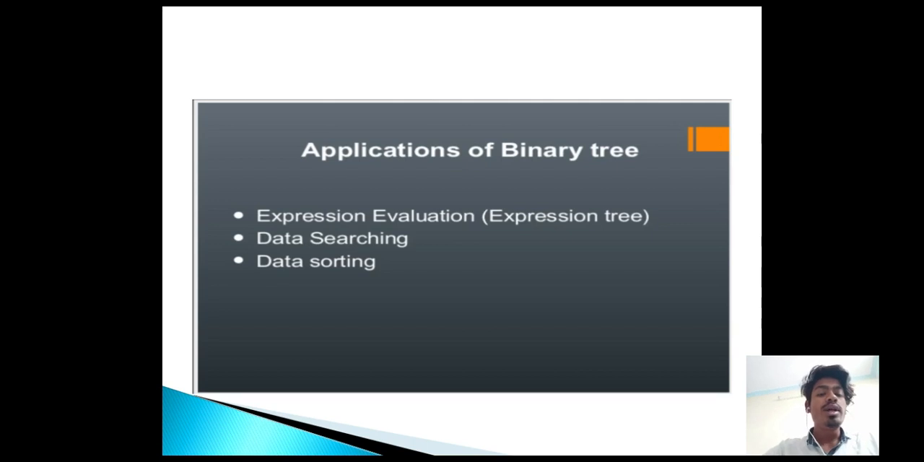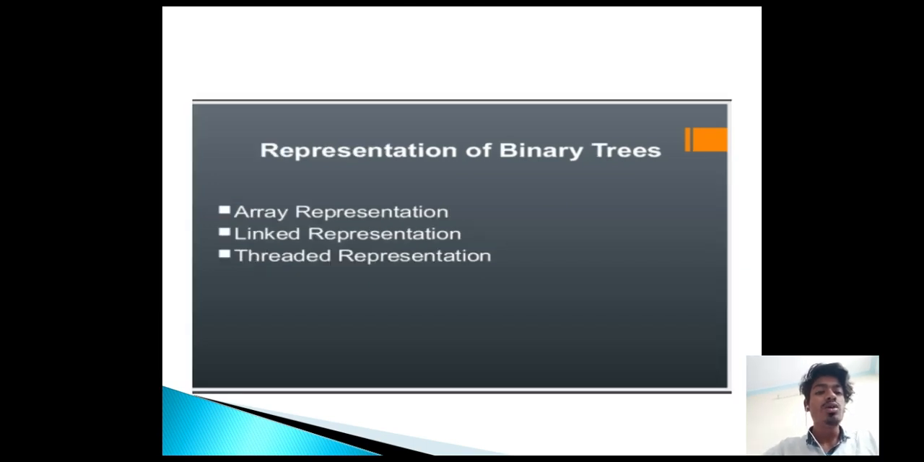So there are three types of applications of binary tree. Those are expression evaluation, that is expression tree, data searching, and data sorting. In these three types, we can use binary tree. So representation of binary trees: array representation, link representation, and threaded representation.